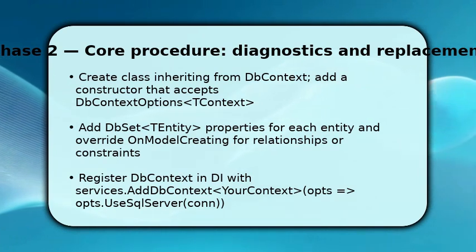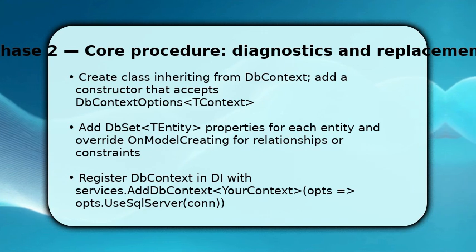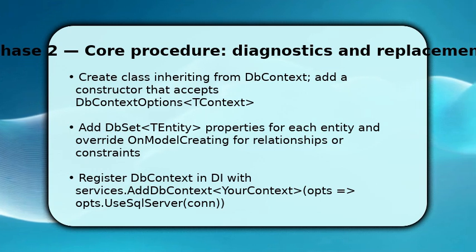Then add DbSet properties for each entity so EF knows which tables to map. Make sure to override OnModelCreating to configure relationships, indexes, or conventions. Use Fluent API where needed.